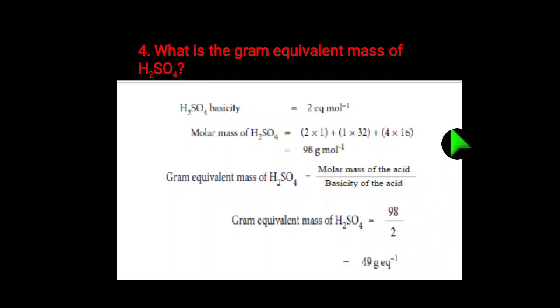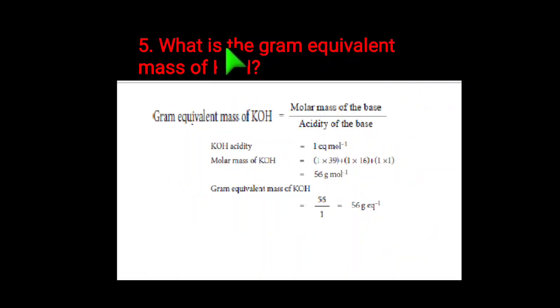So in the question, the equation is not given, only the acid is given, and from the acid itself we can find the gram equivalent mass. So another type of question: what is the gram equivalent mass of a base? Here acid is not given, but base is given.